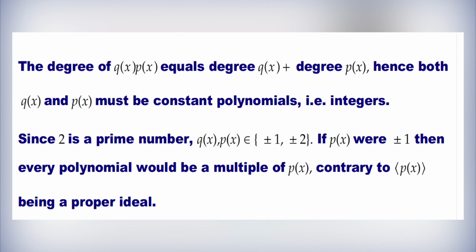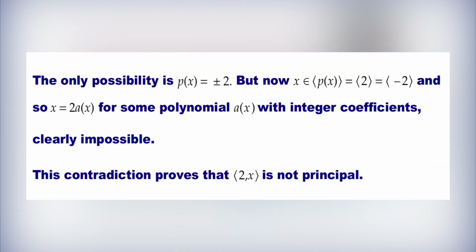Since 2 is a prime number, (q(x), p(x)) belongs to {±1, ±2}. If p(x) were ±1, then every polynomial would be a multiple of p(x), which is contrary to the ideal generated by p(x) being a proper ideal. So, the only possibility is that p(x) is equal to ±2.